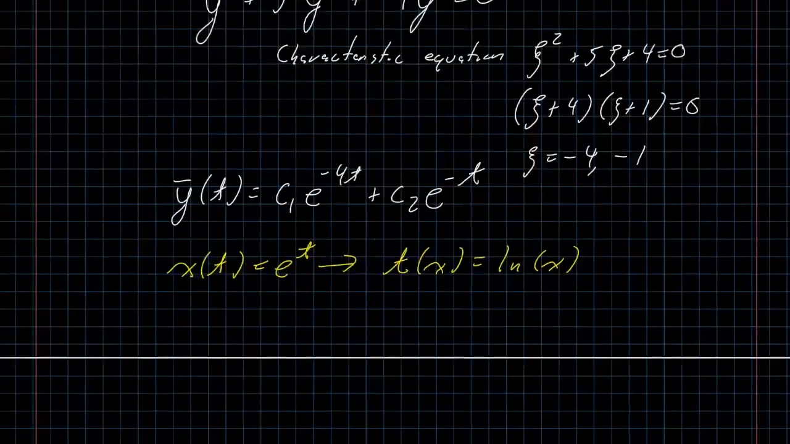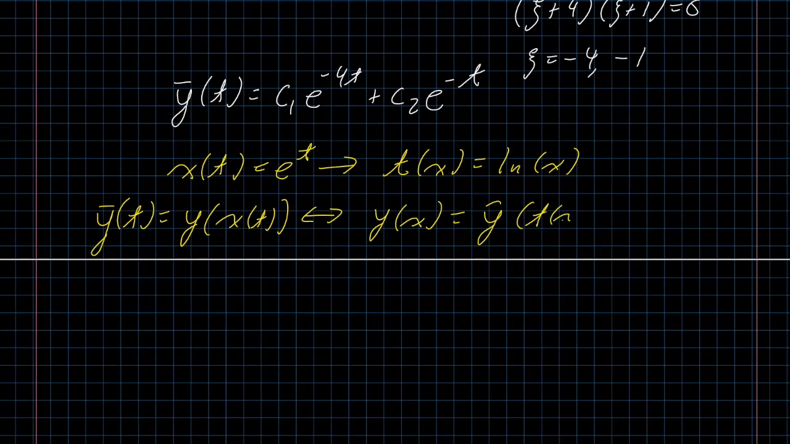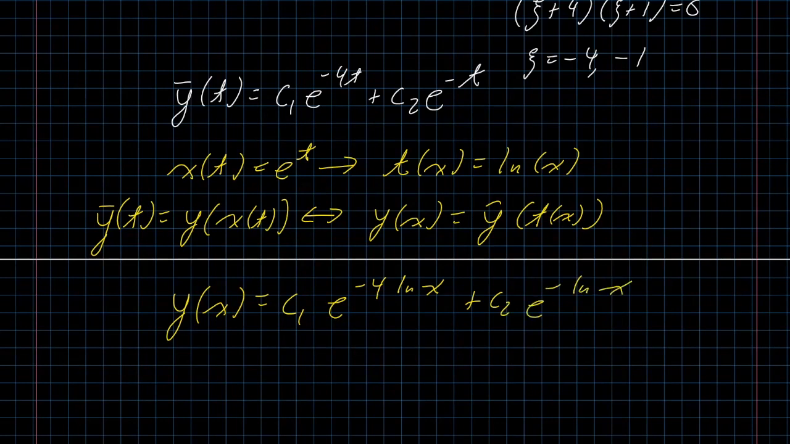And so I can write just like y bar of t is y of x of t, I can also say that y of x is y bar of t of x because the choice of x of t is an invertible function. So I need y of x, just replace t with natural log of x. And technically I'm done, but this is something that's pretty easy to clean up using properties of logarithms.